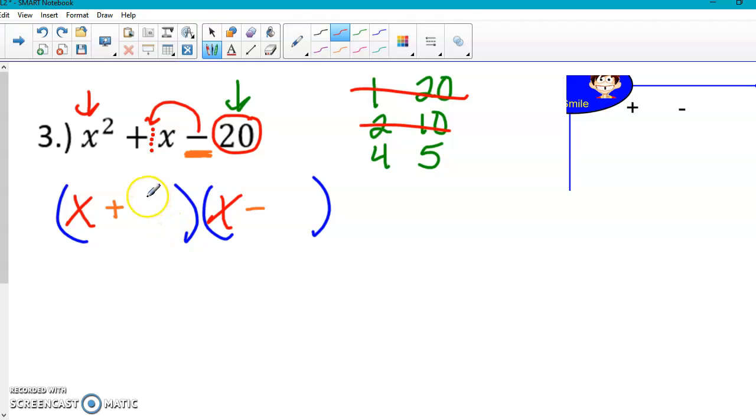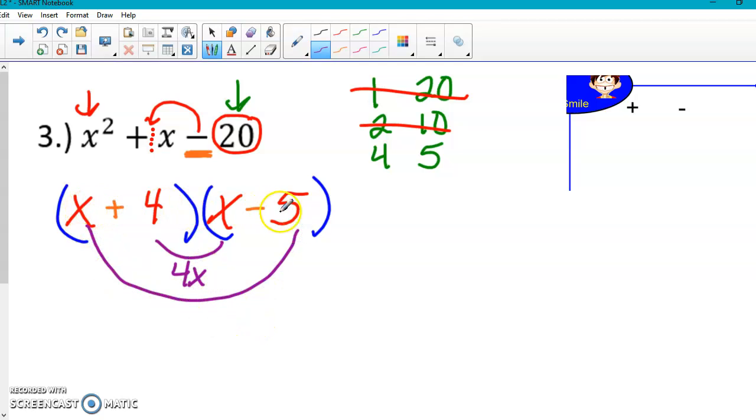So let's double check this real quick. Let's see if I put a 4 here and a 5 here. Let's do little smile, big smile, see what happens. Little smile gets me a 4x. Big smile, if I multiply those together, gets me negative 5x. Okay, well, if I combine those together, 4x minus 5x, that equals negative 1x, right? But look what your middle term was. Was your middle term a negative 1? No, it was a positive 1.